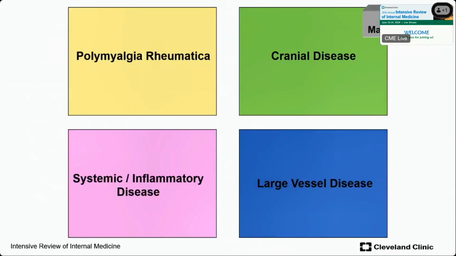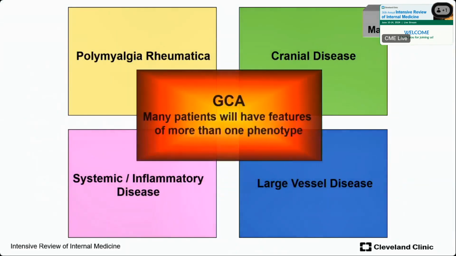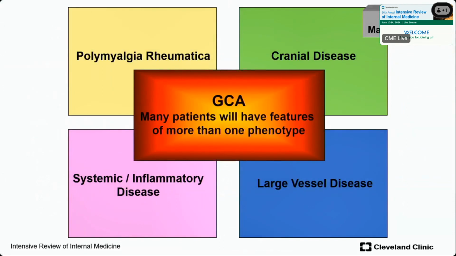Giant cell arteritis is best thought of in terms of its 4 distinct phenotypes. Cranial disease, as we've discussed, polymyalgia rheumatica, which is an aching along the shoulder or hip girdle, features of a systemic inflammatory disease, and potentially large vessel involvement. And many of these patients will have features that can occur together. They may occur sequentially, or they may occur separated by many years in time.